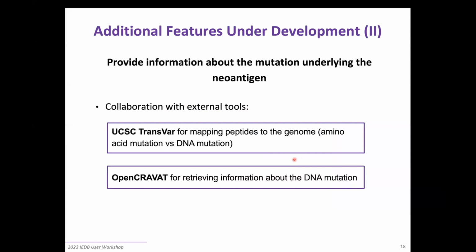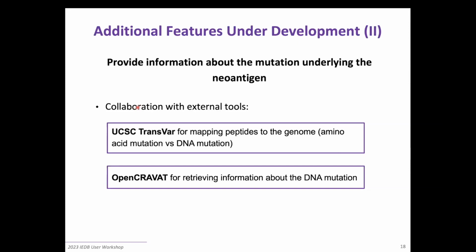Another feature we are working on is related to mutations again. So CEDAR is a peptide-based database. But as I've shown in the beginning, a neoantigen is first caused by a DNA mutation. And knowing more details about the DNA mutation can be helpful for cancer researchers. So we're currently working on a feature to provide information about the mutation underlying the neoantigen. To achieve this, we are collaborating with external tools, actually.